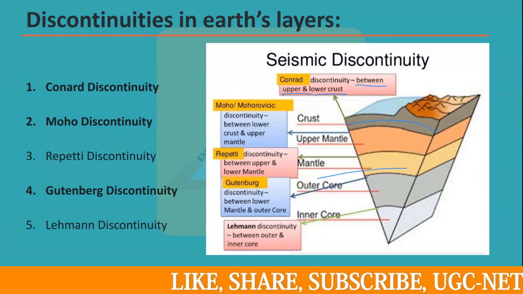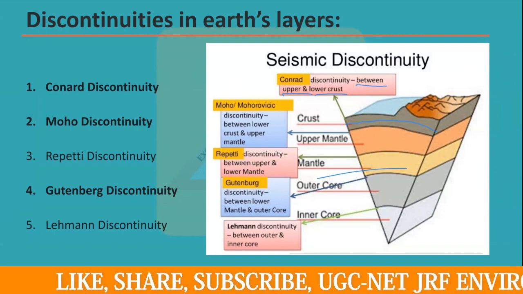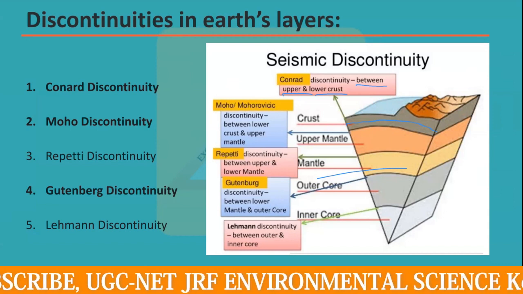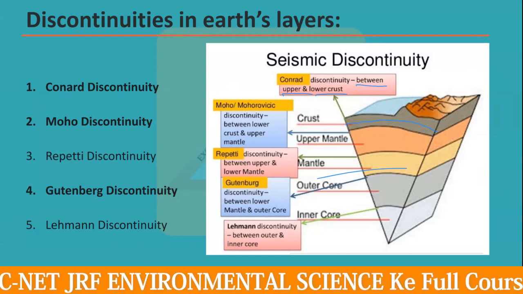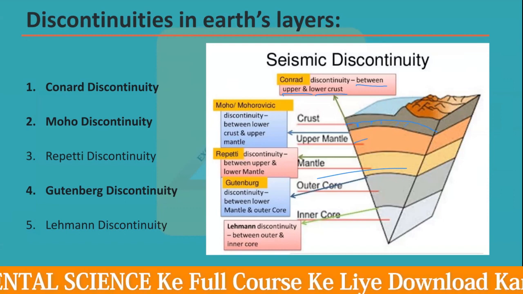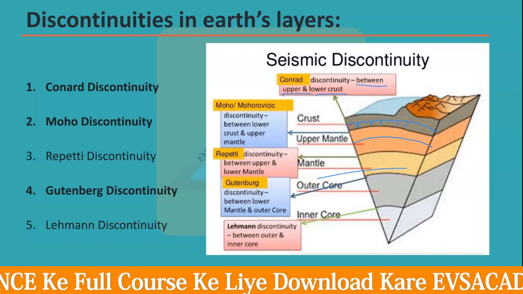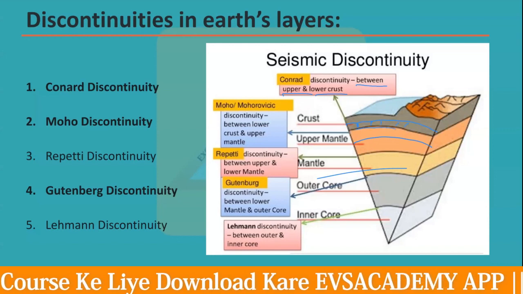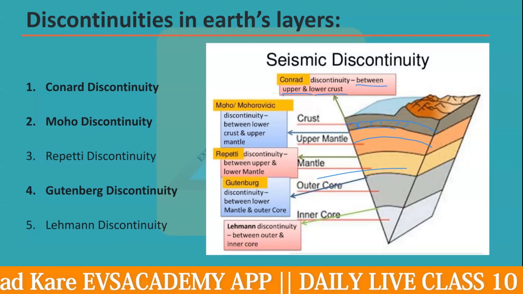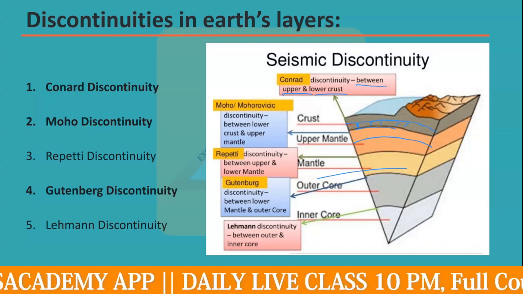Then coming to the second discontinuity, that is the Moho discontinuity. This Moho discontinuity is found between the lower crust and upper mantle. So this is the lower crust and this is the upper mantle area. This particular discontinuity, which is differentiating both the lower crust as well as the upper mantle, is called the Moho discontinuity.